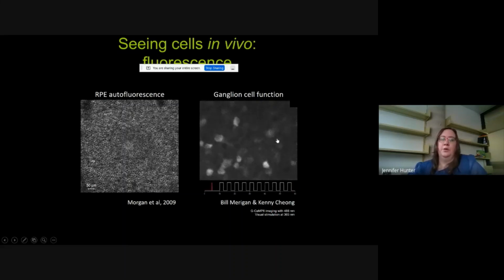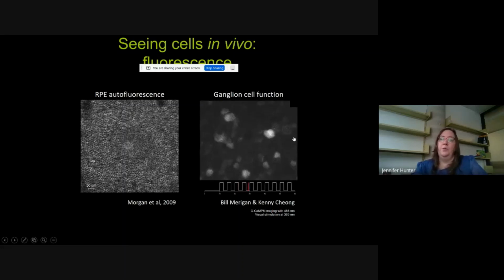So they're doing a lot of work in trying to understand function of ganglion cells based on these genetically encoded calcium indicators. But I was motivated by the idea that are there molecules that are naturally occurring within the retina that we could use to understand retinal fluorescence, and that we could use to understand retinal function.